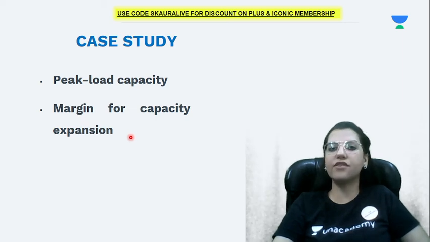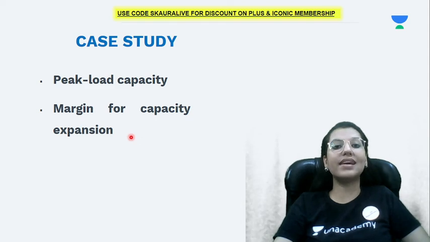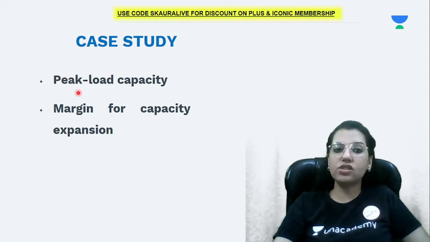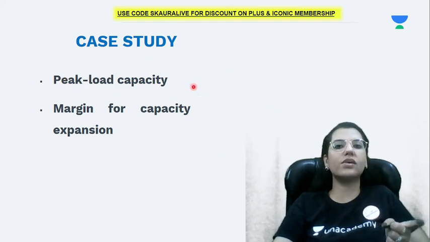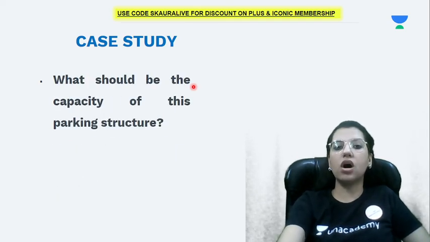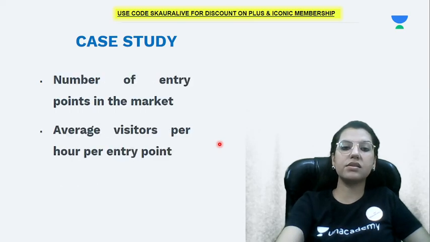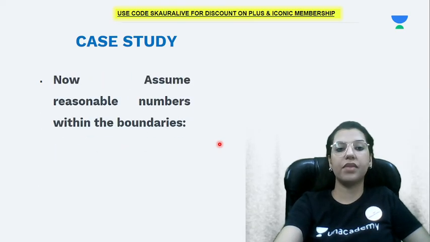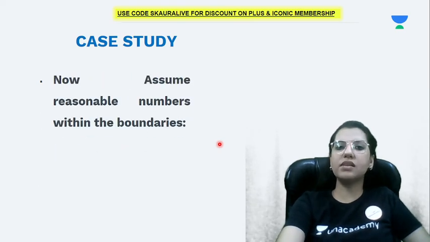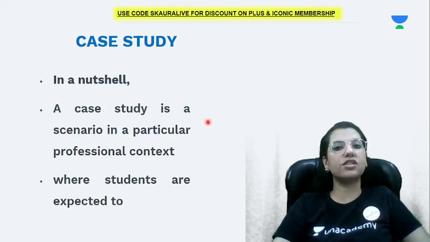Such kinds of case studies are a pure amalgamation of RC and DI. Here you have to assume the numbers and answer the question I just showed you: what should be the capacity of this multi-level parking structure, MLP? Now assume reasonable numbers within the boundaries. That is what is expected from you, and justify that.